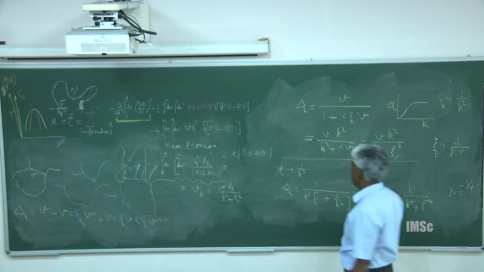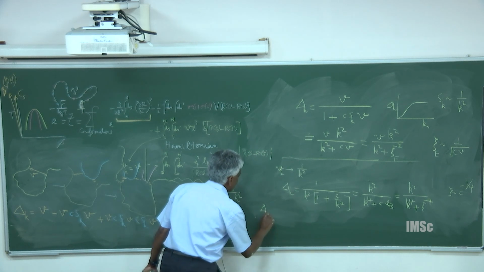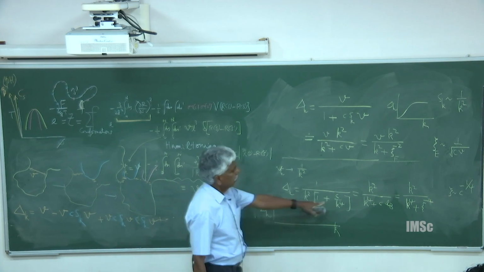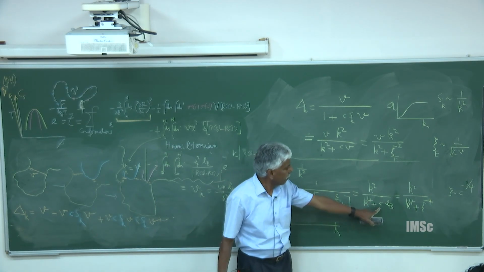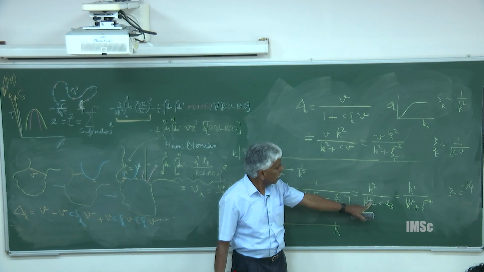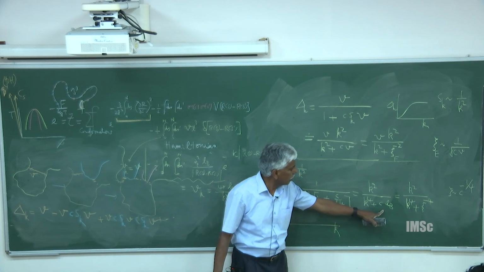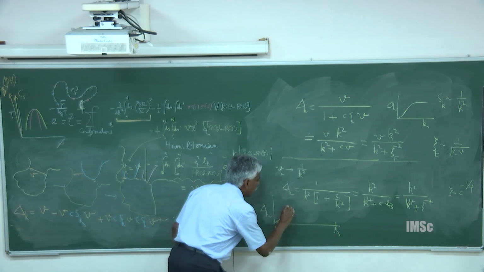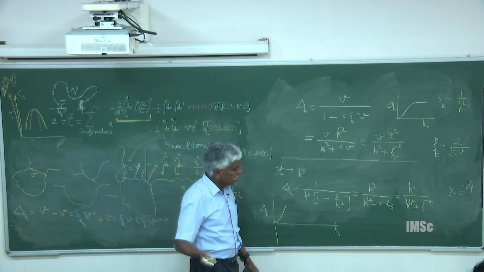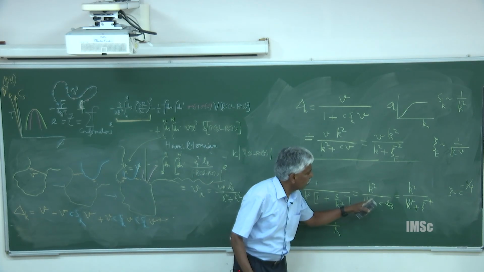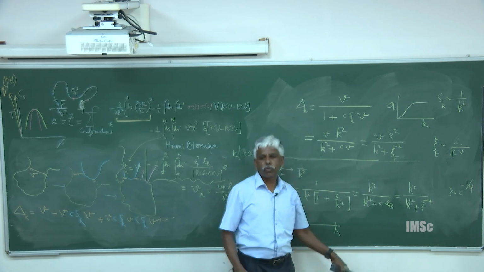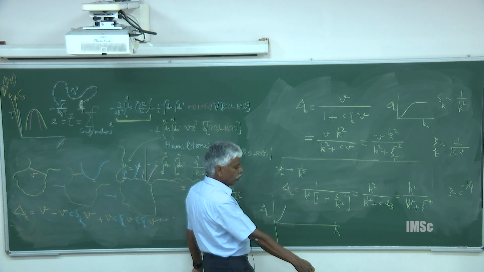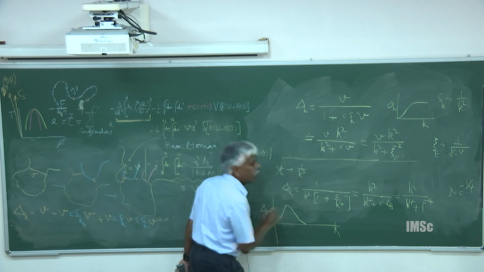But let's plot this out. Delta of k as a function of k. Who wants to do this for me? When k is small, this is not important compared to that, so it goes like k square. It goes like this. When k is very large, k to the 4 is more important than that, so it goes like 1 over k square. So it starts like k square and comes down as 1 over k square. So it will show a peak.